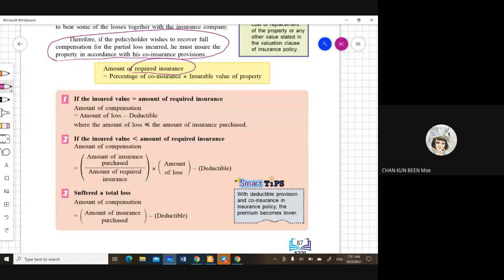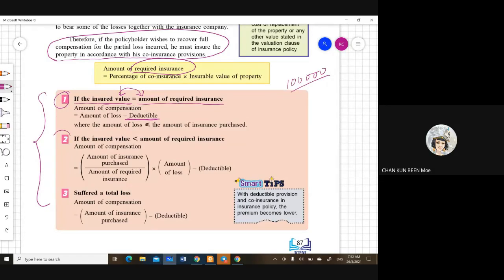Okay, and then you have amount of compensation. So it depends on three situations over here. You can look at the three situations. Now, the first situation, if the insured value is equal to the amount of required insurance, for example, if the insurance company told you that you have to pay a lump sum of 100,000 for your policy, so you just follow, you pay 100,000. So that is the same value. Okay, when it comes to compensation, it will be the amount of loss, just deduct the deductible, and you get the value of your compensation.